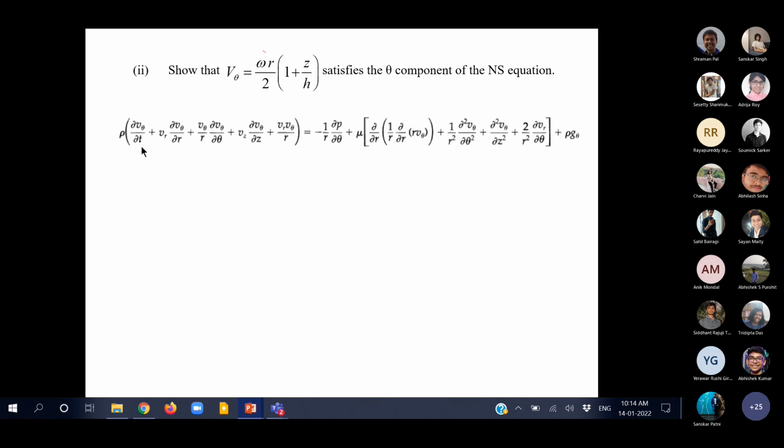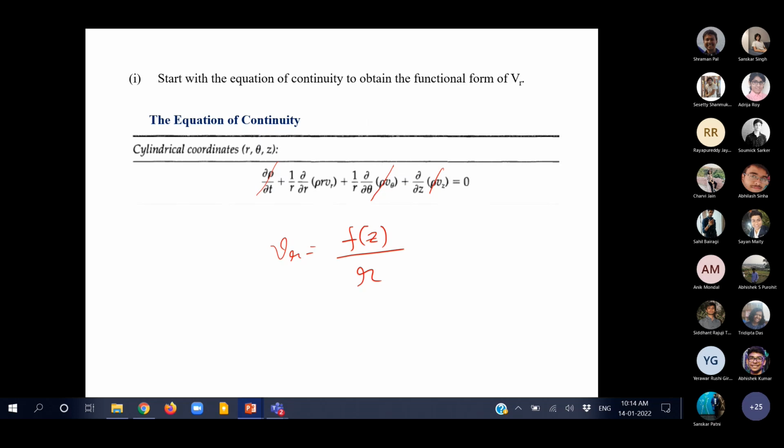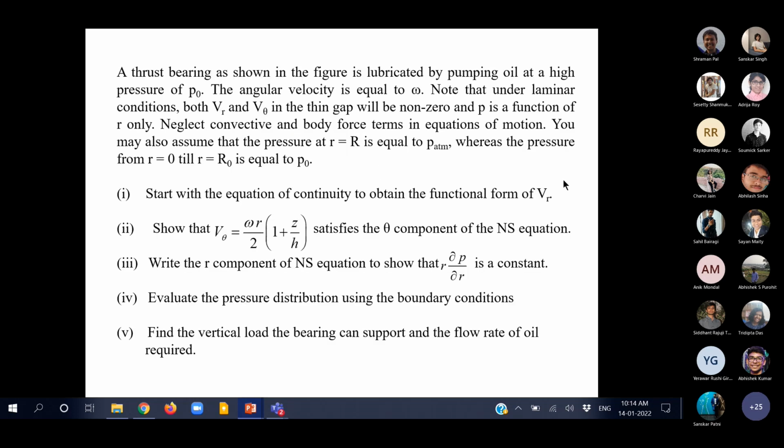So here we have the theta component of the Navier-Stokes equation, and from the statement of the problem, can we make some simplification? Is there any simplification that can be made? I'll go back to the statement of the problem once again. Look at this statement and tell me if you can see something which could be of use in that part.